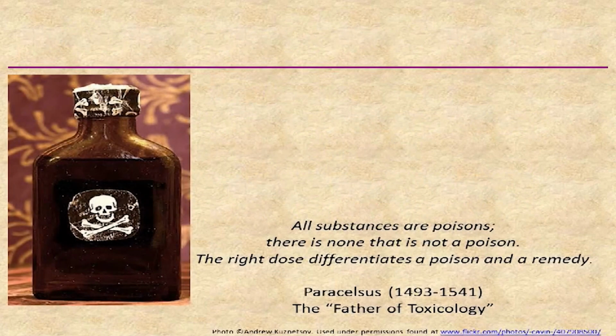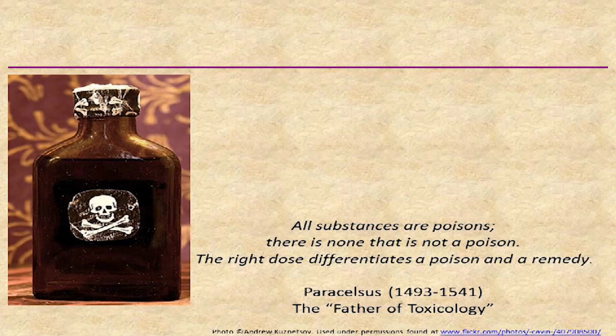Let's back up for a bit, and we'll start by talking about the concept of toxicology and the study of toxicology. This has been around for a long time. Paracelsus is considered the father of toxicology. He lived back around the year 1500. And one of the things he came up with is the concept that all substances are poisons, that the only thing that differentiates a poison from a remedy is the dose. So aspirin is considered very, very helpful, but in a very, very large dose, aspirin could be quite toxic. So the difference between a remedy and a poison is the dose.